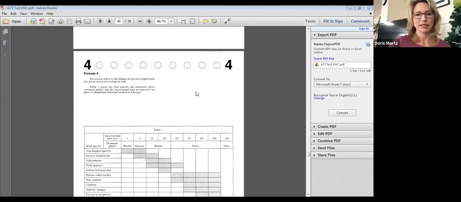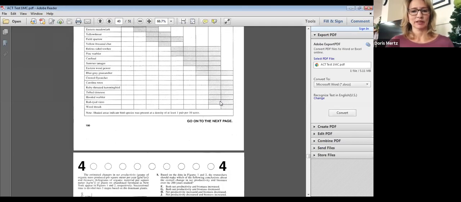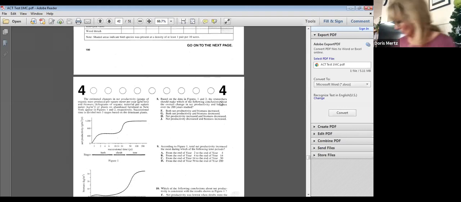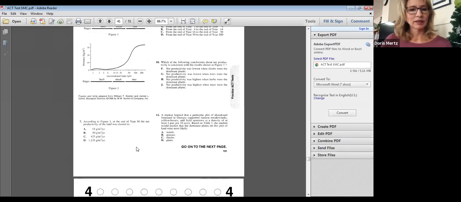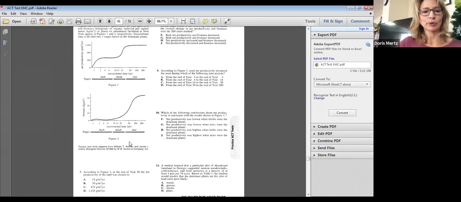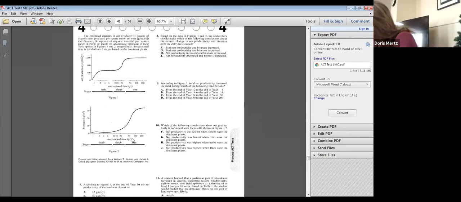All right, everybody's done here in the room, so we're going to go ahead and go over these. All right. What did you get for number... let me see what number that is. Mine's off the. Okay, number 7. D, right. According to figure 1, the end of the year 50, the net productivity of the land was closest to D. Good job. All right, what did you get for number 8?